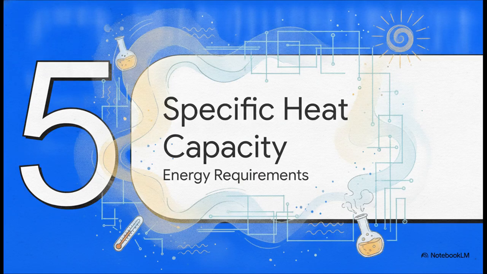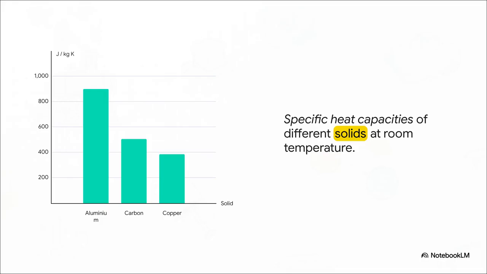Chapter 5. Specific Heat Capacity. So, you might be wondering how much heat is actually required to change a system's temperature. Take a look at this data. Notice how aluminum requires 900 joules of energy to raise 1 kilogram by 1 Kelvin, while copper only requires 386 joules. Different substances need vastly different amounts of energy to get hot.